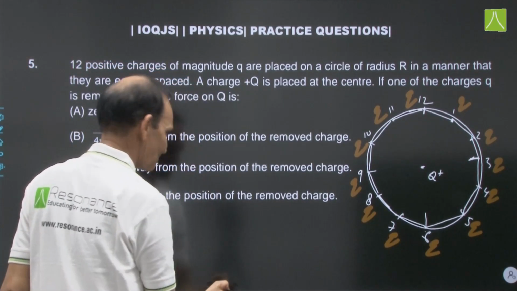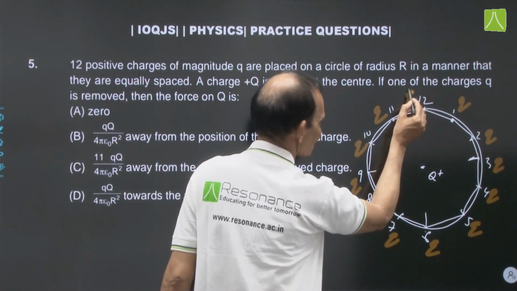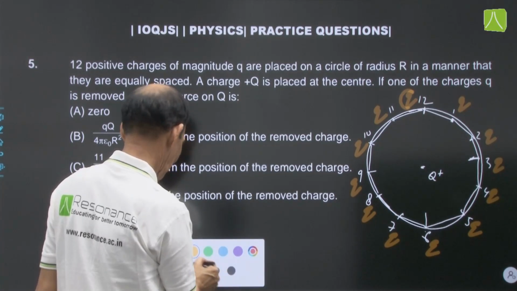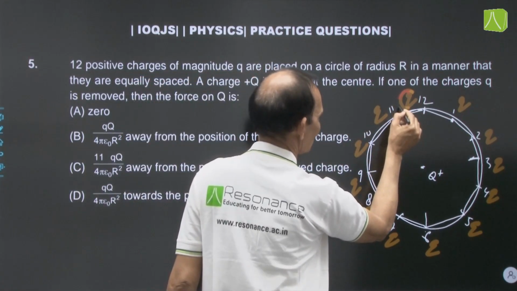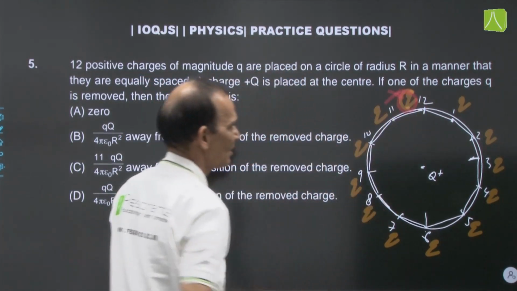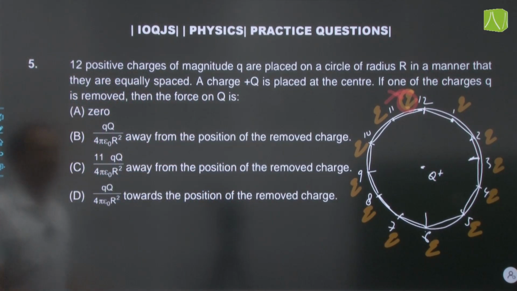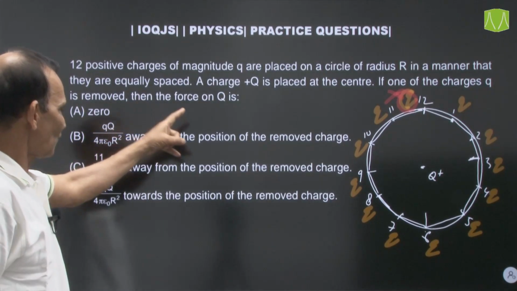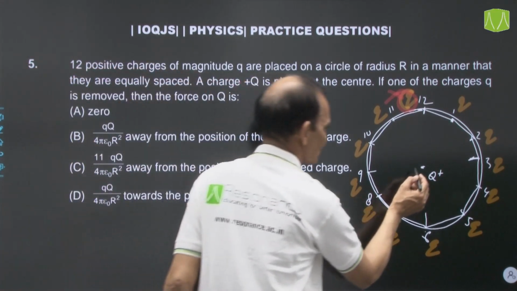Suppose this charge is removed. This charge is removed from here. Now only 11 charges are there. 11 charges, one is removed. Then the force on Q. We have to find the force on Q.